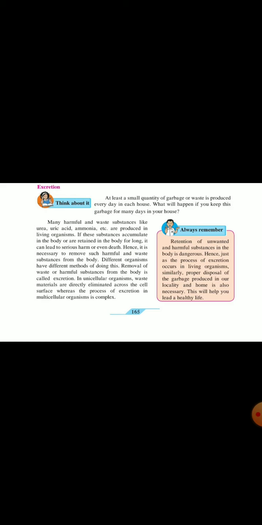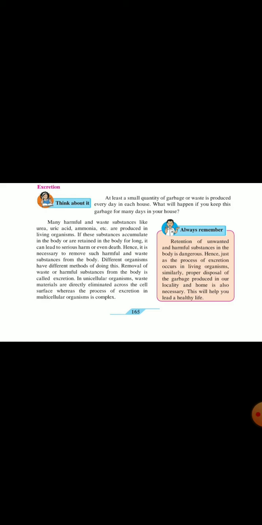So, removal of waste or harmful substances from the body is called excretion. You can mark it, it is the definition of excretion. Again, I shall read it. Removal of waste or harmful substances from the body is called excretion.